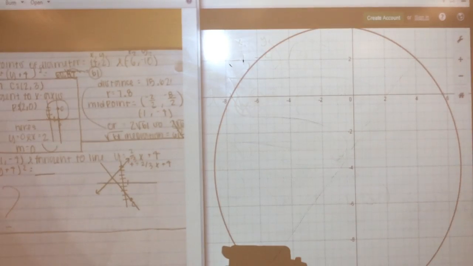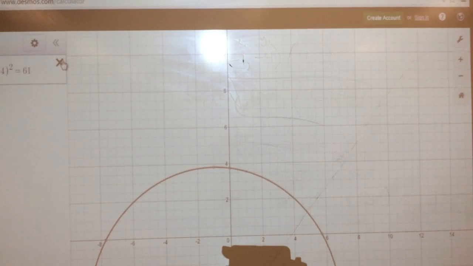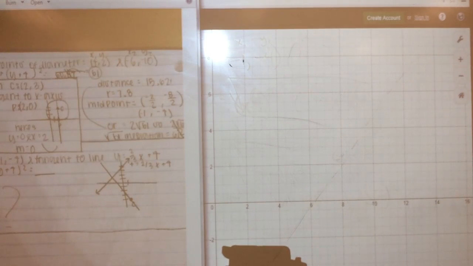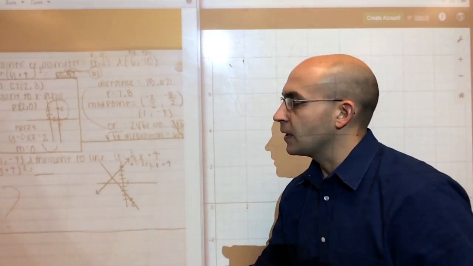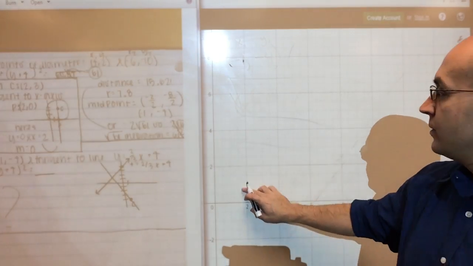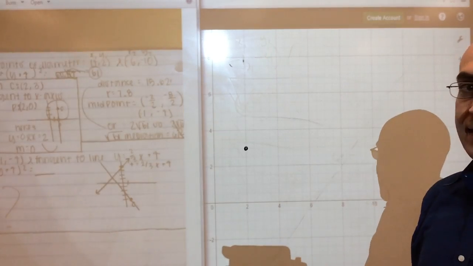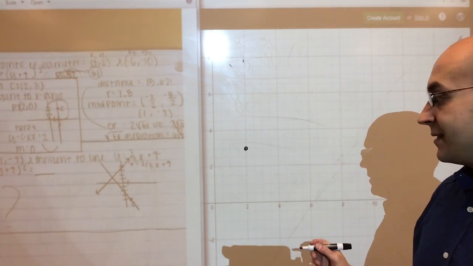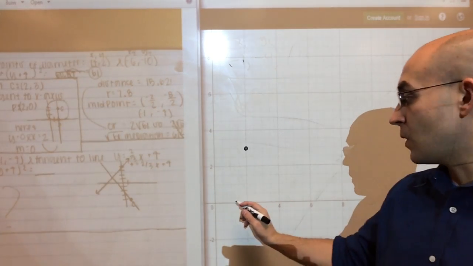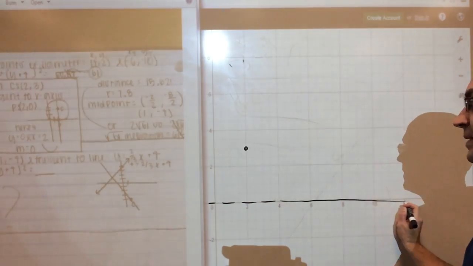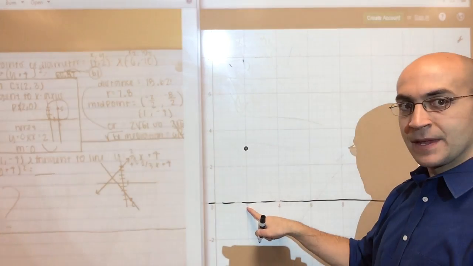I'm going to move this down a little. Let me get rid of that. Okay, so I know the center is 3, 2. I'm sorry, 2, 3. So 2, 3. There's the center of the circle. Now, it's tangent to the x-axis. Well, the x-axis is the line y = 0. So it's tangent to this line here, which means the circle can only touch one spot there.